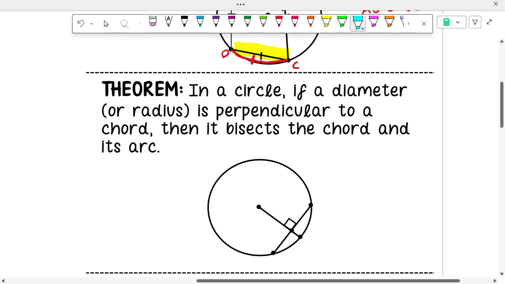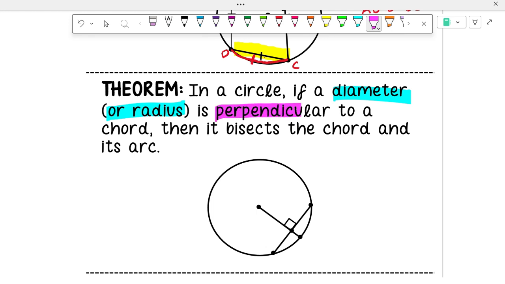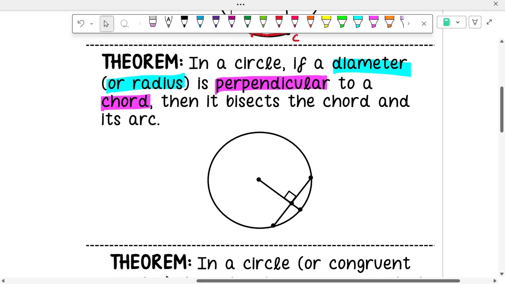So in a circle, if a diameter or radius, in other words, it goes from center to edge, or it's a segment that goes through the center, if it's perpendicular to a chord, all right, so remember a chord is just a segment that goes from one end of the circle to another, but it doesn't necessarily go through the center. That's the difference between a chord and a diameter. Then it bisects the chord and its arc.